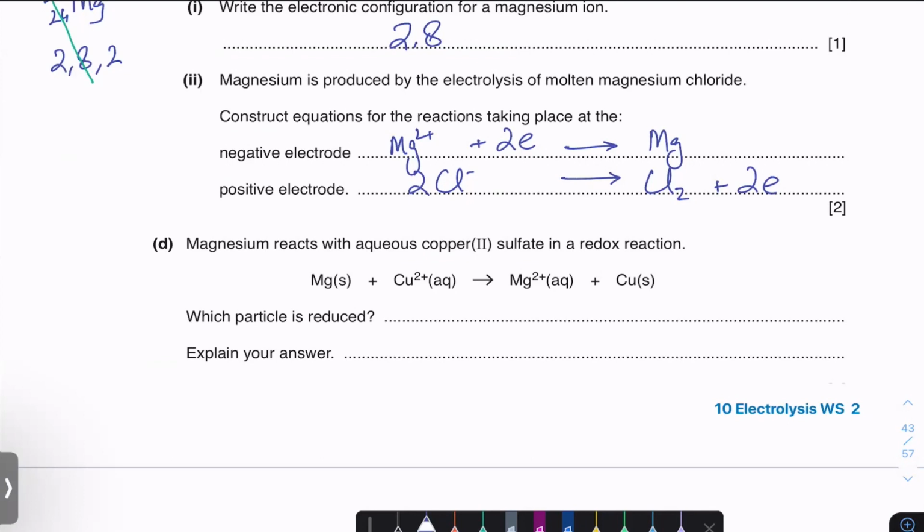Magnesium reacts with copper sulfate in a redox reaction. Okay, we can see it. Let's put the charges there. So magnesium is 0, copper is 0. 0 because they're elements, anything in element form is neutral. By the way, why is it neutral? A 2 mark question can come on this.